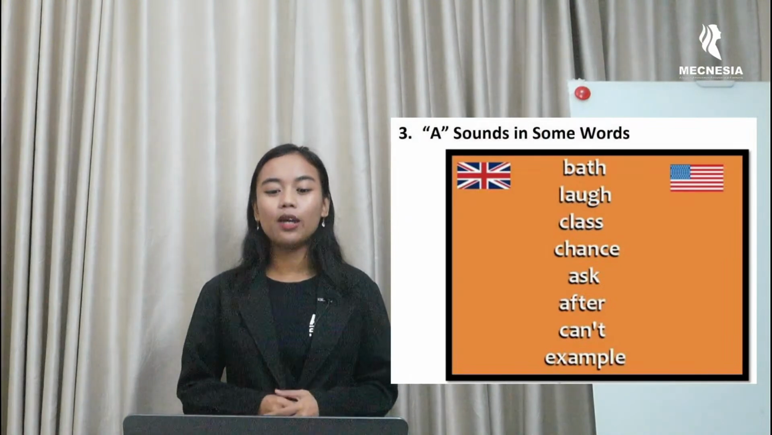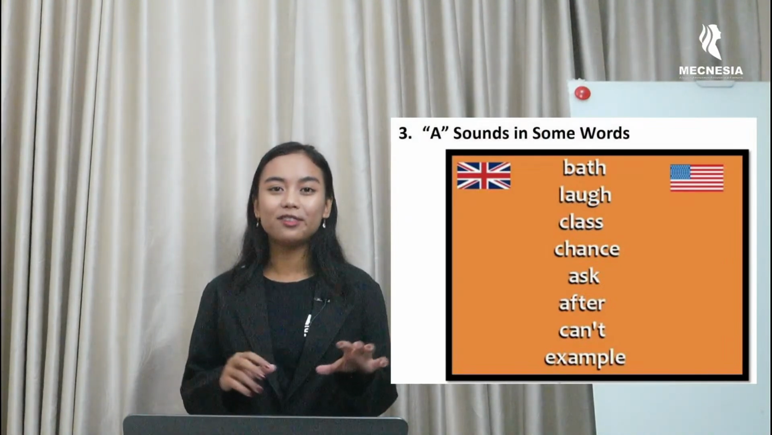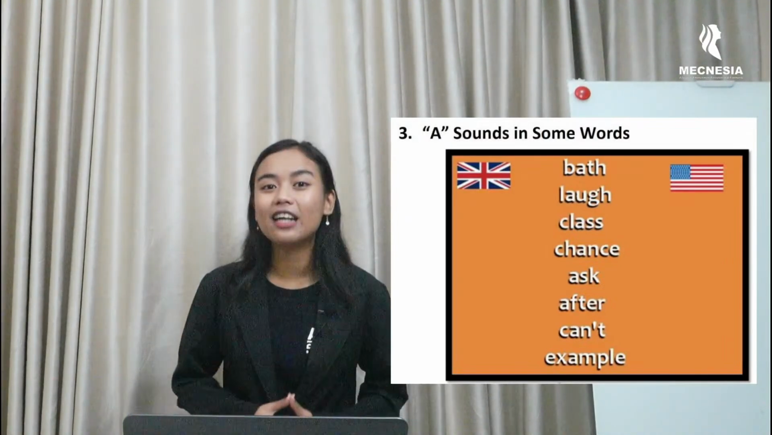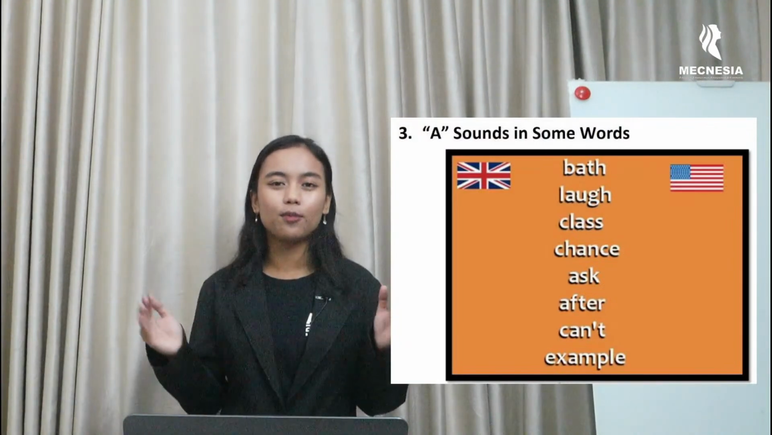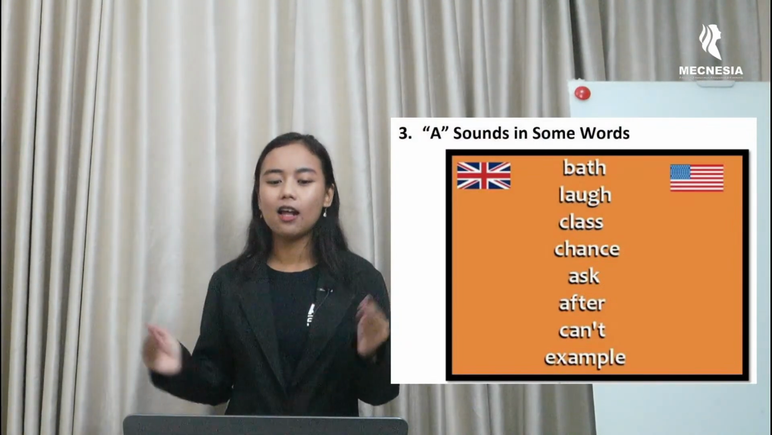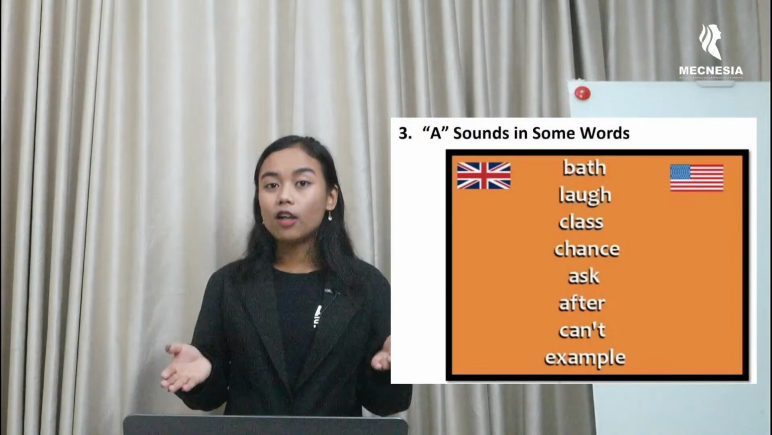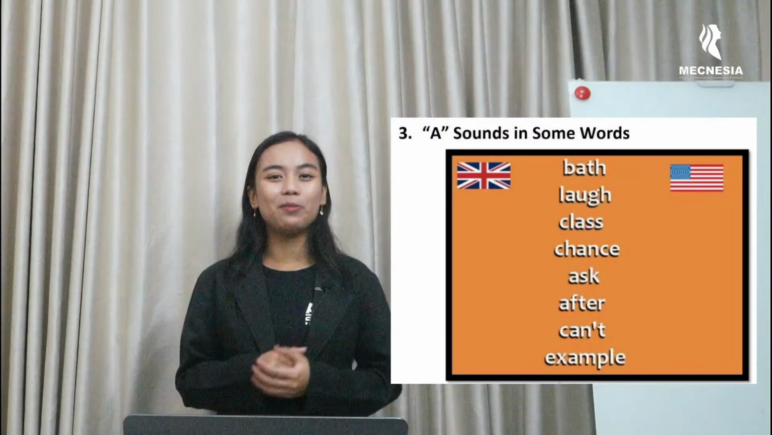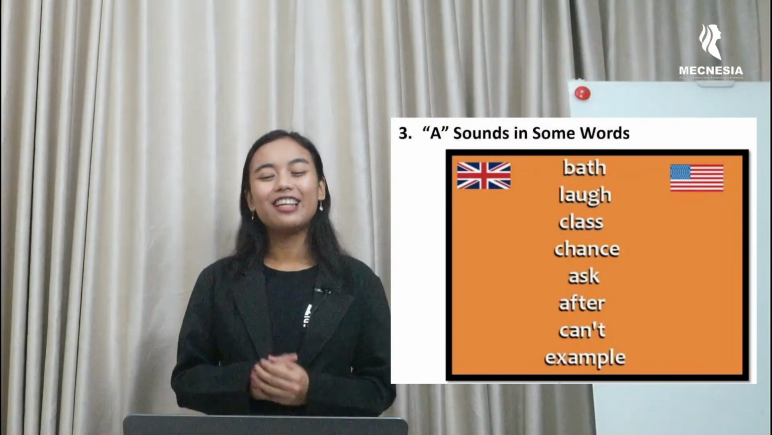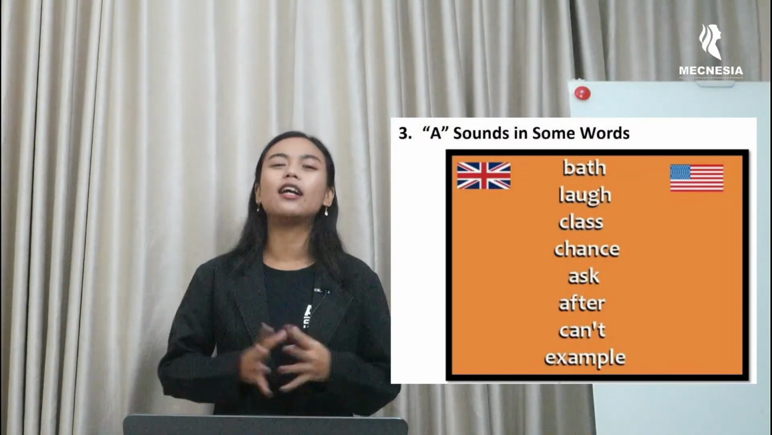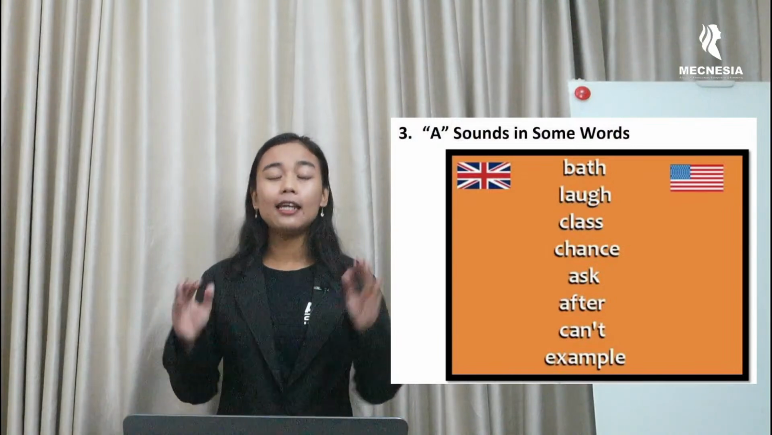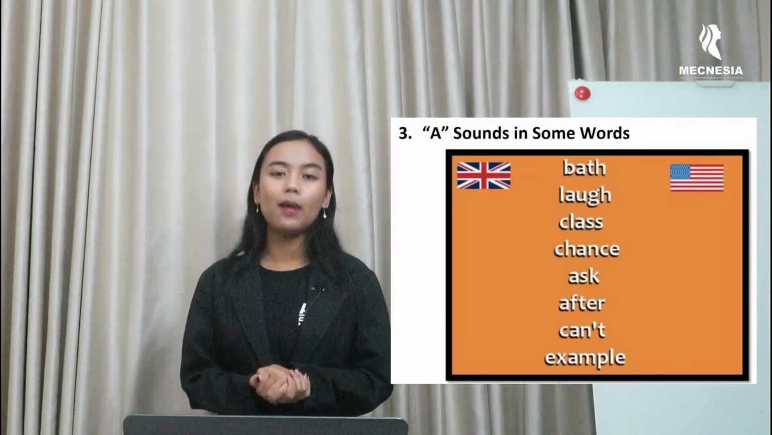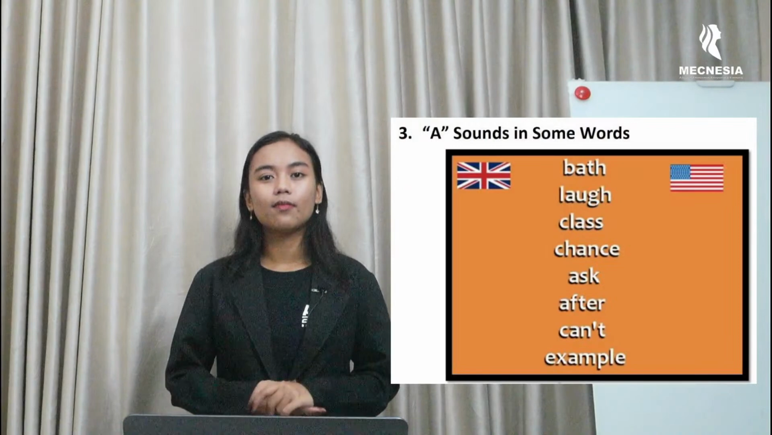The next, we have the word claws. Well, in British accent, the A is longer. Pronunciation A-nya lebih panjang. Claws. Let's say it with me. Claws. While in American accent, sedangkan di aksen Amerika, the A is shorter. Huruf A-nya lebih pendek. Claws.